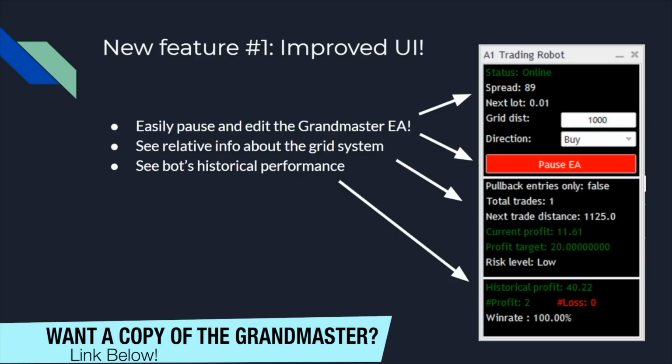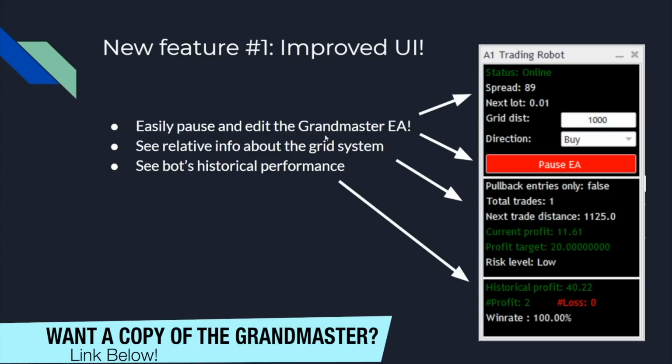That UI is so much better than the previous one in my view. It tells you a lot about the bot, and you can use it when you're on the chart. You can change the grid distance, you can change the directional bias, and at any point you can pause or turn on the EA at any given time.